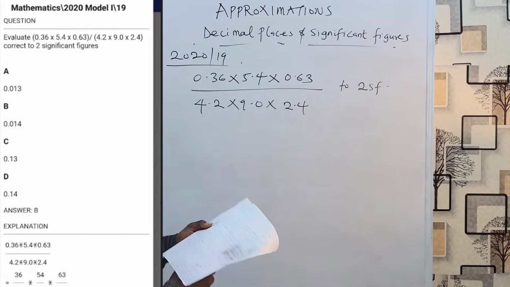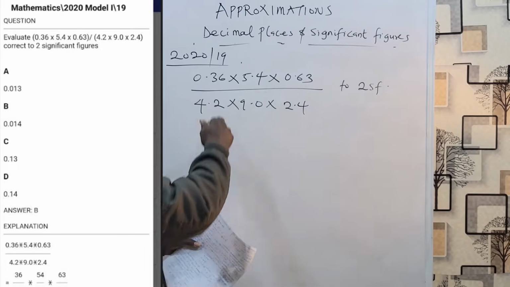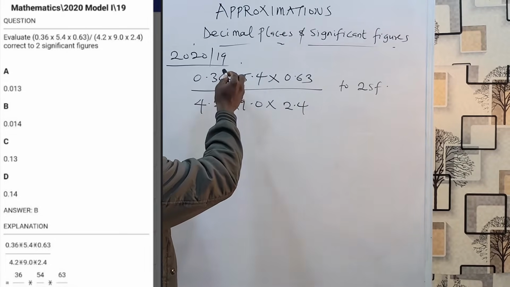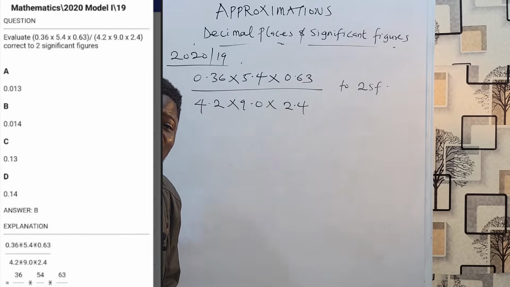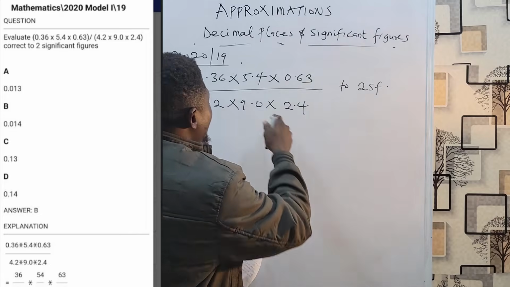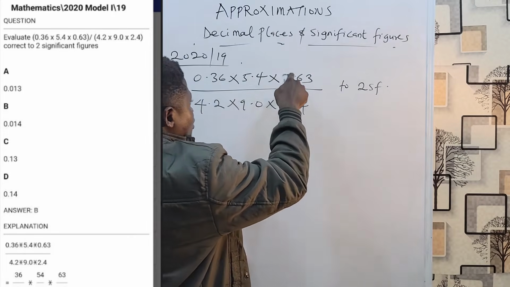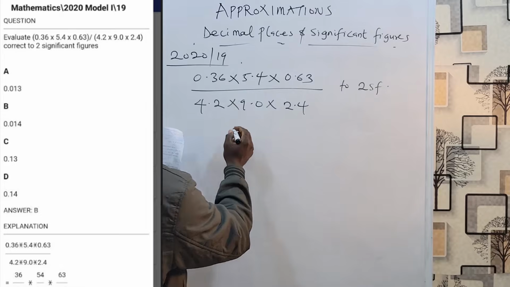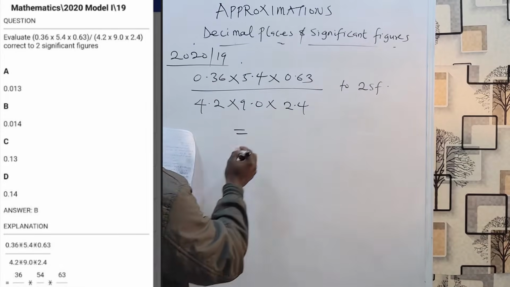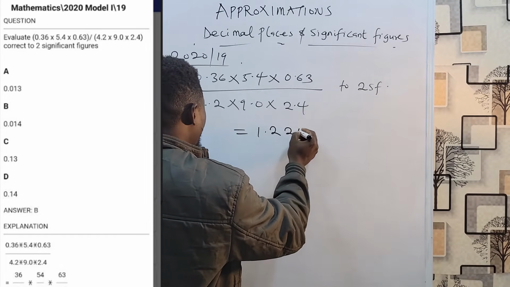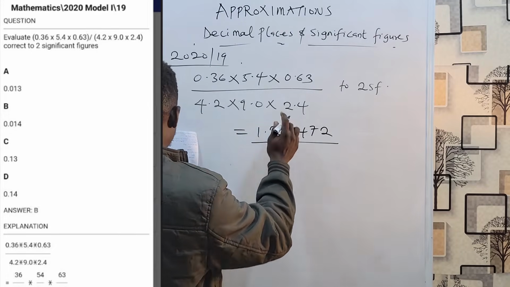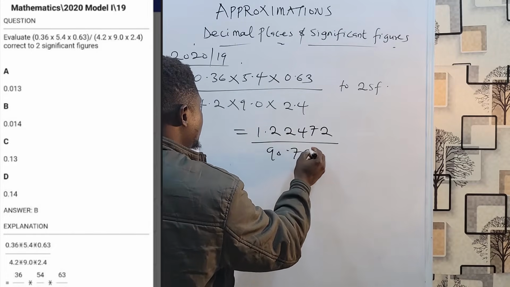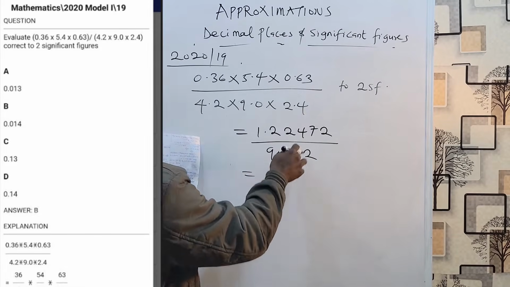It is very easy. When you see something like this, instead of trying to cancel, if it is me, I'd be saying this can go into this, I'd be canceling it, I'd be wasting my time. You will have a calculator, press it. So multiply this one. What are you going to have? 0.36 and 5.4 times 0.63. Our answer will be what? If you multiply it, I'm going to have 1.22472 divided by, if you do this multiplication, you're going to have 90.72. So if you do this division, our answer is what?